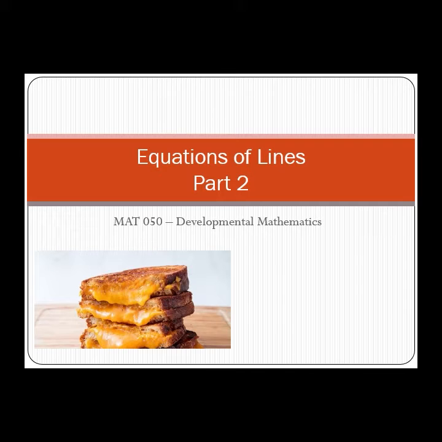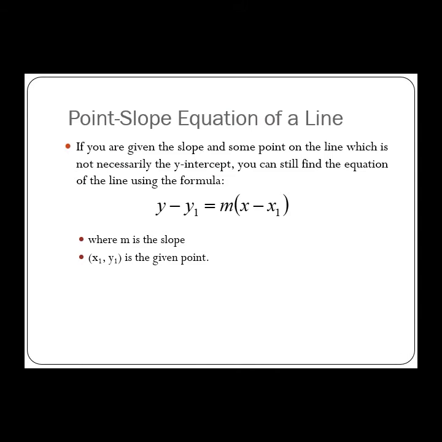Hi class, welcome to this lesson which is the second half of homework 21 on equations of lines. So the first half of the lesson we learned about the slope-intercept form. So that was the y equals mx plus b form of a line.